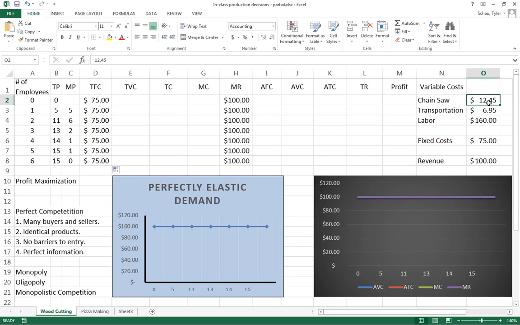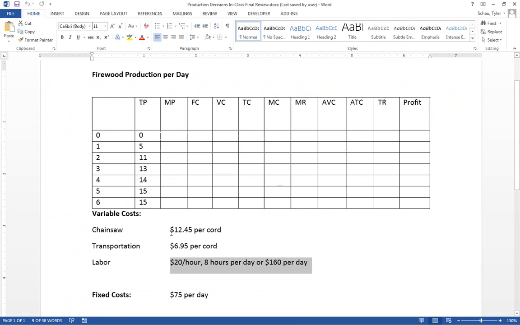We're making a bunch of assumptions, and one of them is that for every time you cut a cord of firewood, you're going to have $12.45 in costs related to the chainsaw. So I'm going to say, all right, take the chainsaw costs and multiply it by the number of cords of firewood. I do that because if you notice on the worksheet, it says variable cost chainsaw $12.45 per cord, and transportation $6.95 per cord. Labor is going to be $20 an hour, 8 hours a day, or $160 per employee per day, and then fixed costs at $75 a day.